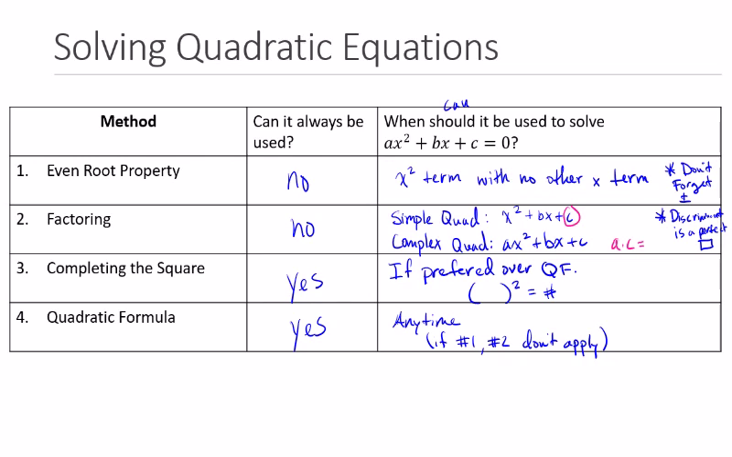All right, and by the way, for the even root property, one other way to say that is you can say if b equals 0, right? So if the middle term is not there, if you just have an ax squared and a c, that's when you use the even root property. So that's another way to say what I said here.